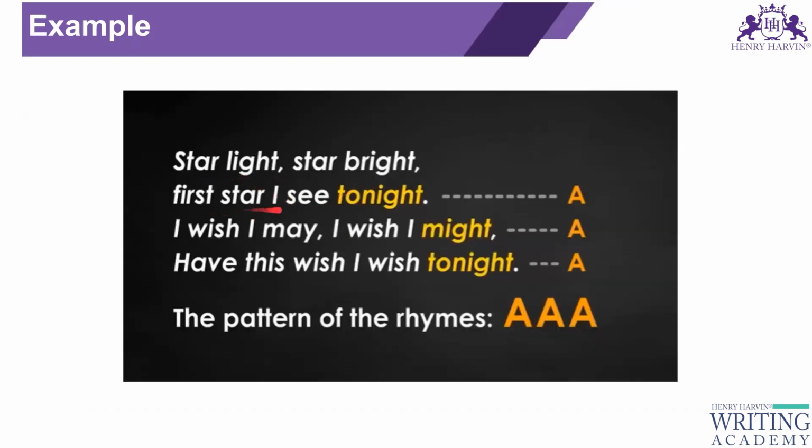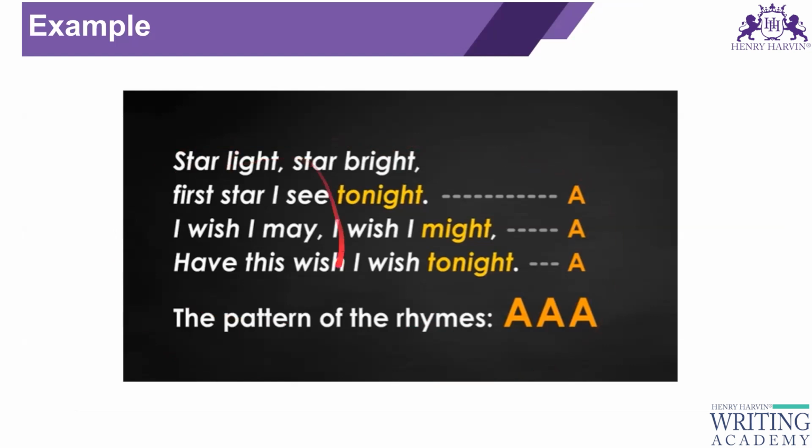Now see, this is monologue. Starlight, star bright, first star I see tonight. I wish I may, I wish I might. Have this wish, I wish tonight. Okay, now this is the poem that the kids work on as soon as they go to the nursery.